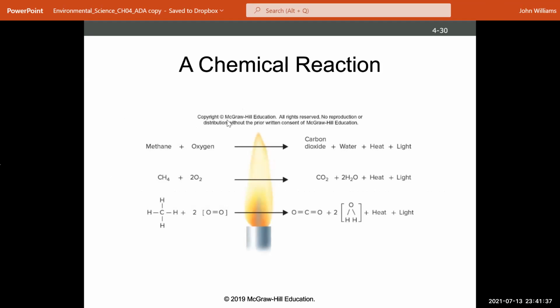So here you have some different chemical reactions. You have methane and oxygen to produce carbon dioxide, water, heat, and light. And so this is the same reaction, just shown in different forms, basically. So first line is just words. Second line is the chemical formula, and then the third line is the stick figure formula, basically.